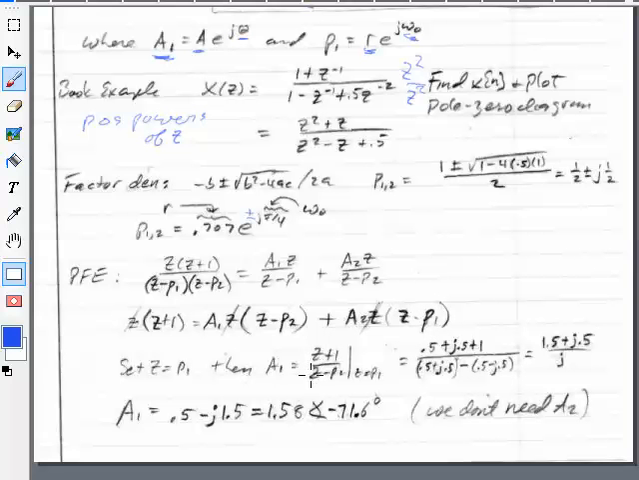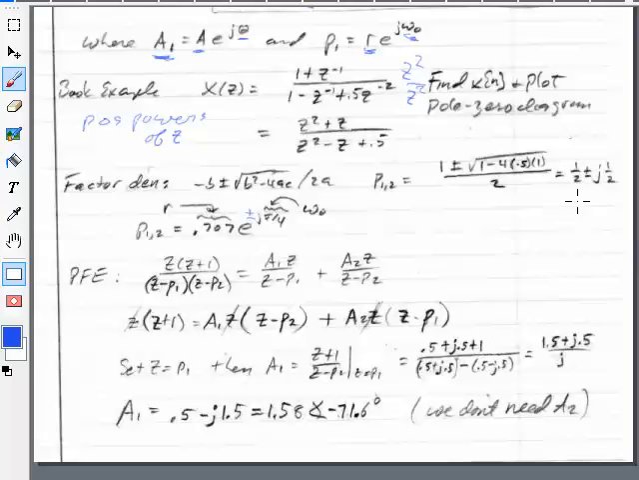So that's what's happening here. I've got z plus 1 is equal to A1 times z minus P2, and this term has gone away, and we've let z equal P1. So solving for A1, we've got z plus 1 here. We're going to divide through by z minus P2, and this term has gone away again, and I'm going to let z equal P1.